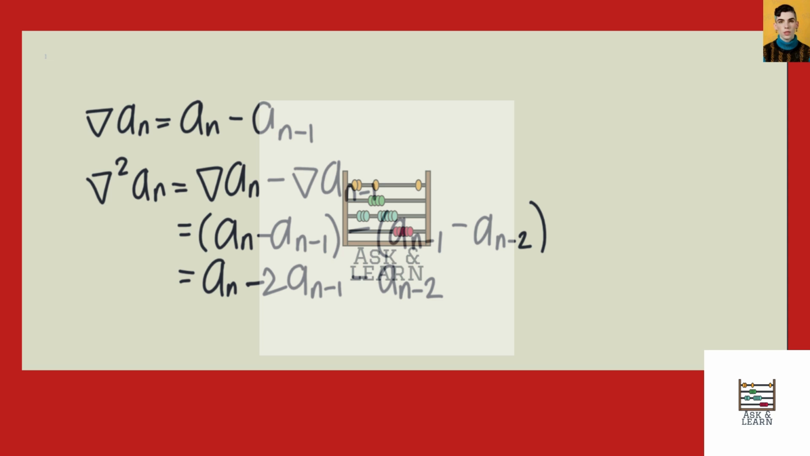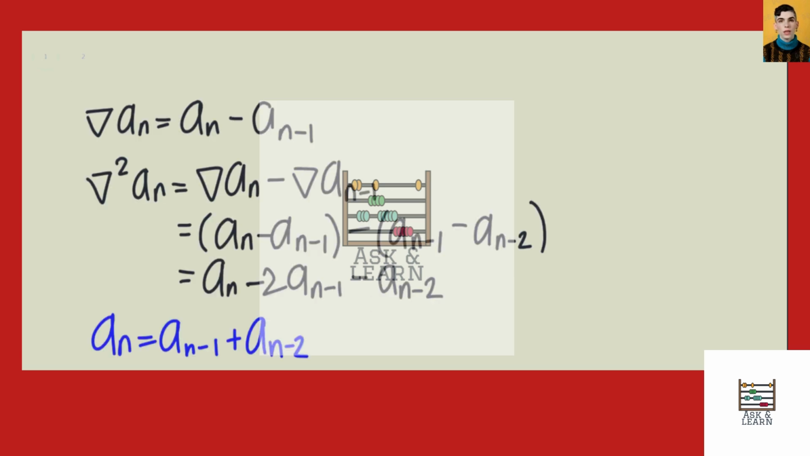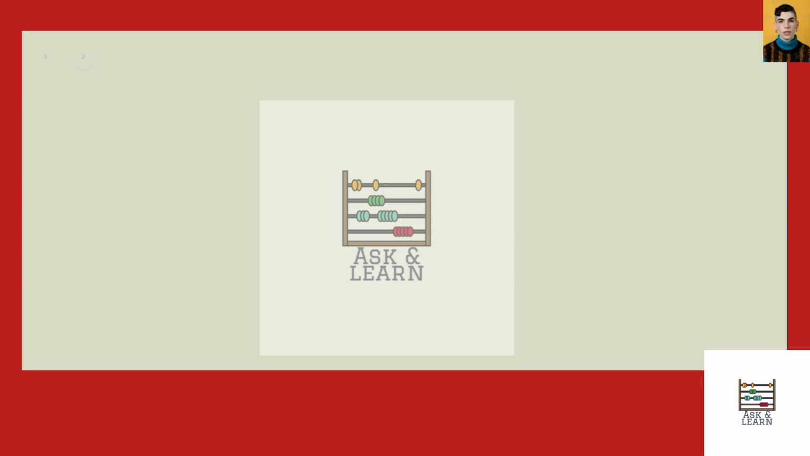Okay, so our goal is going to be to express a_n equaling a_n minus 1 plus a_n minus 2 in terms of their backwards differences. So we're going to go ahead and start from the derivation that we did here, where we have this second backwards difference being equal to this. We're just going to rewrite that.